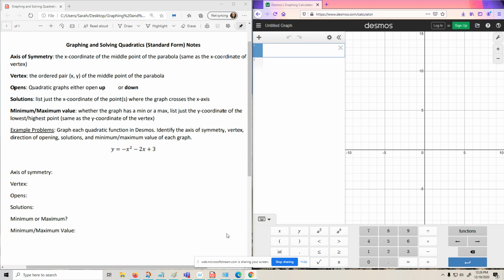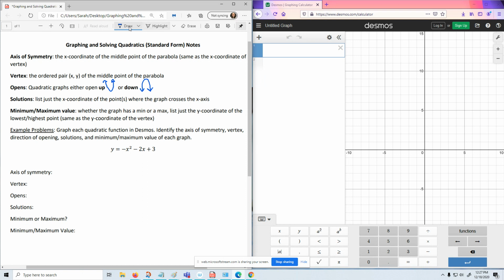But we're also going to add on opening today, which way the graph opens, solutions, whether it has a min or max, and what that min or max value is. So first thing, direction of opening. Quadratic graphs, as you've seen so far, can open one of two ways. They could open up, which looks like a U facing the right way, or they can open down, which looks like an upside down U, an upside down parabola. Solutions are where the graph crosses the x-axis. So for those, we're going to list just the x-coordinates of those points.